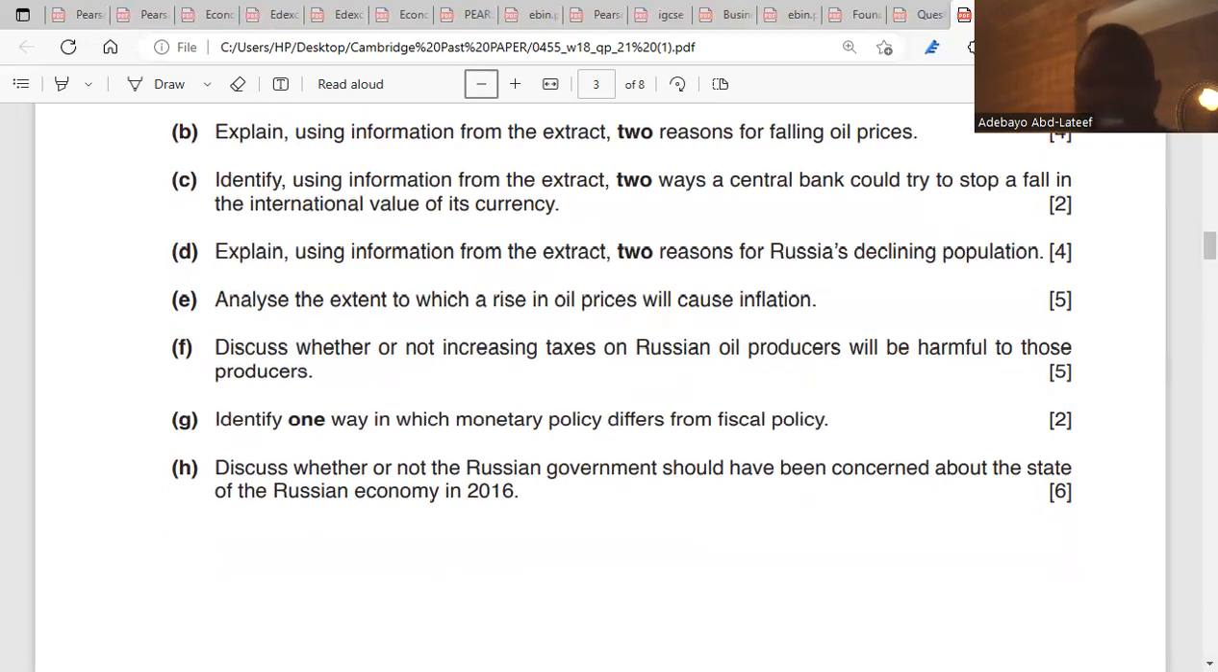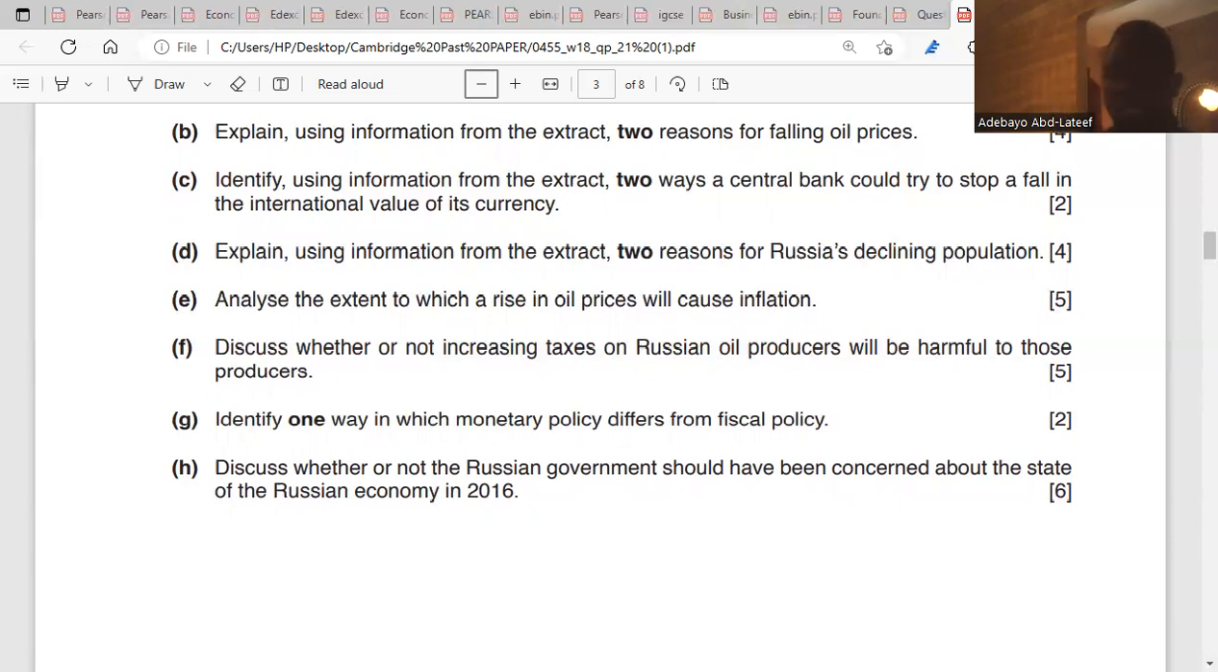They said, analyze the extent to which a rise in oil prices will cause inflation. A rise in oil prices will cause inflation due to the following reasons. Number one, a rise in the price of oil will mean that the cost of production will rise.